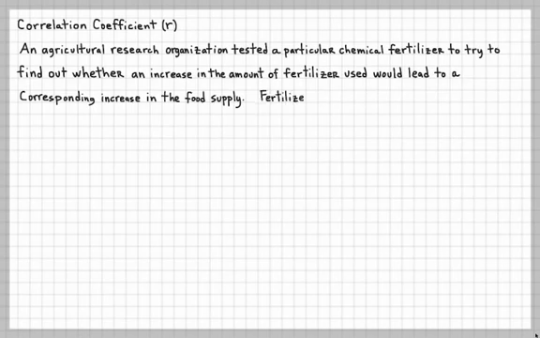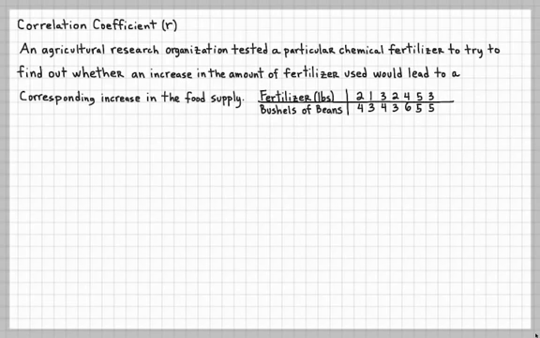Let's look at the data. Fertilizer in pounds and bushels of beans. And that's the data. Now we need to think about who's going to be X and who's going to be Y. In this case, the fertilizer is going to be X because that's independent of how many beans will be produced. So this will be X and this will be Y. Y is called the dependent variable because it depends on the fertilizer.